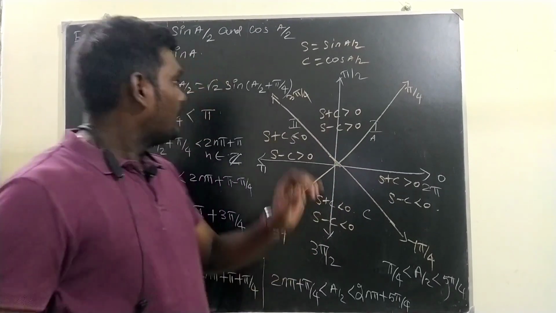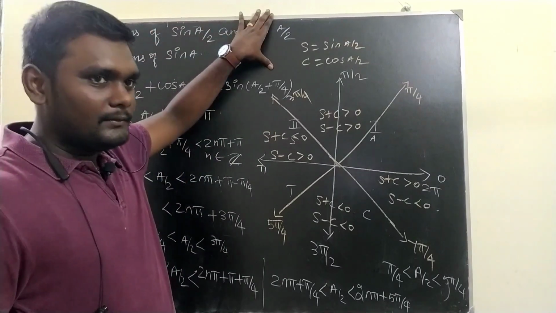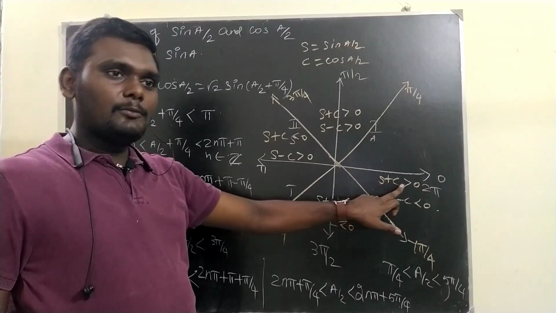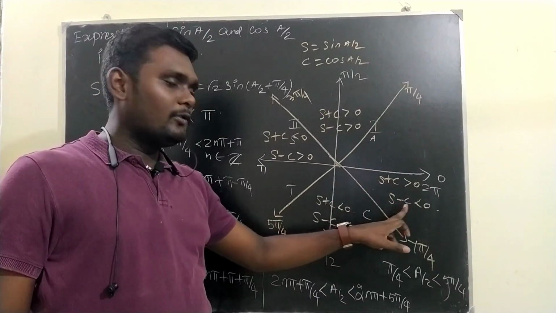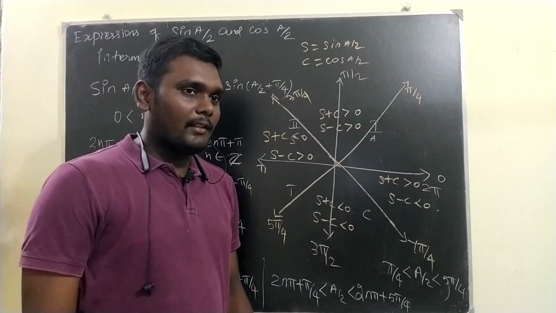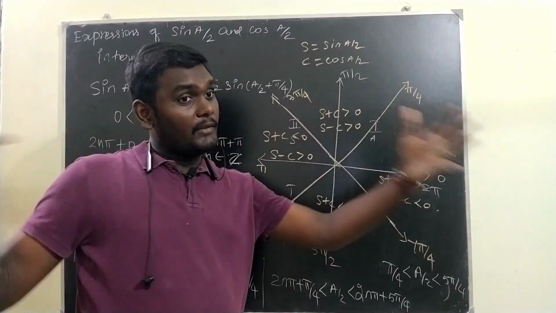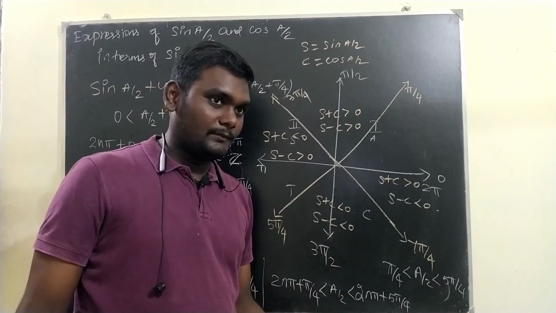You see, initially we did one process. In that, sin A by 2 plus cos A by 2 we calculated. Sin A by 2 minus cos A by 2 we calculated. We ended up having plus or minus, minus or plus, like 4 different answers. What will come, we don't know.